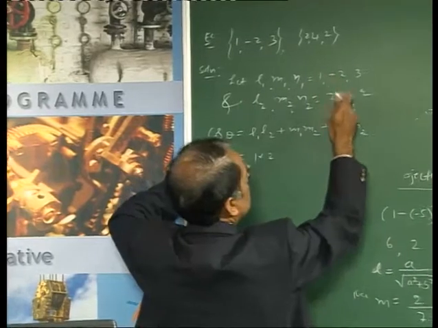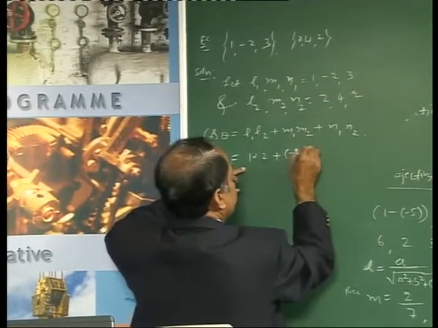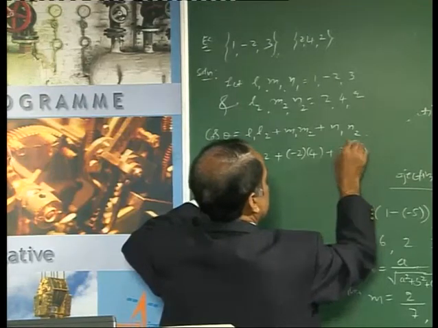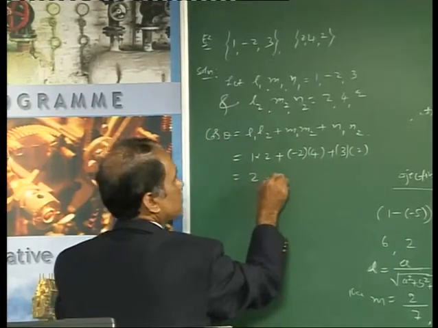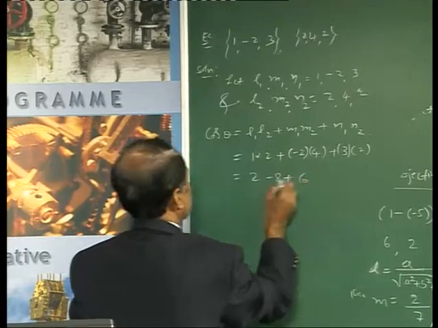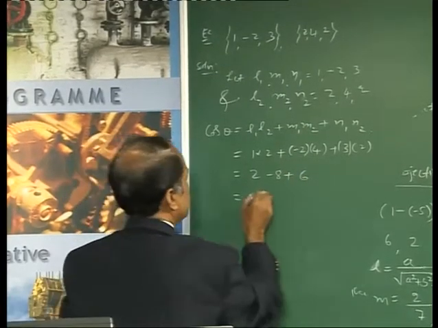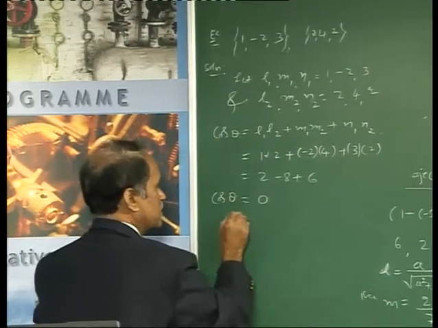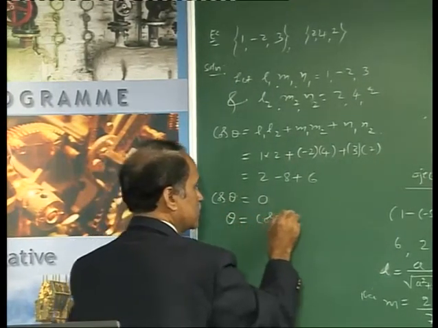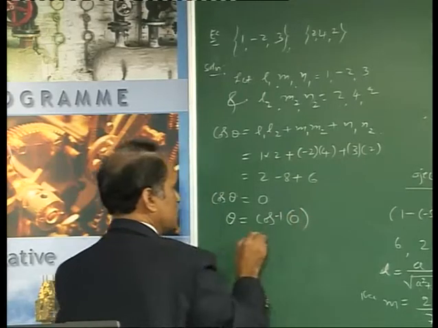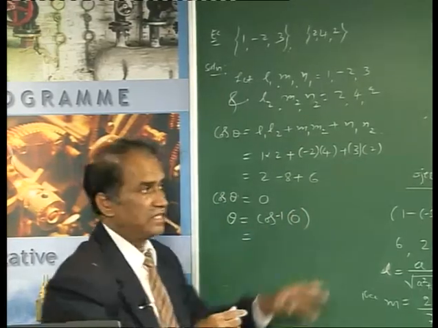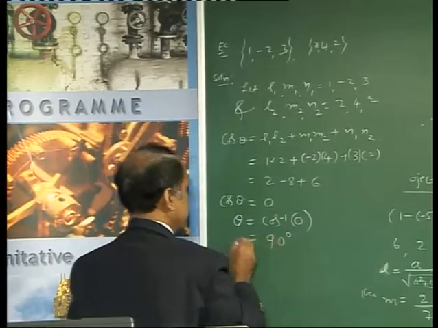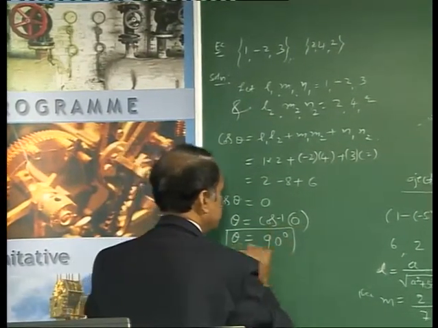Then 1 into 2, then minus 2 into 4 plus 3 into 2. This should be 2 minus 8 plus 6, which is equal to 0. So cos theta is equal to 0, meaning theta is equal to cos inverse of 0. In my previous class I had written the table. From that table you can easily make out it should be 90 degree. That is, theta is equal to 90 degree.